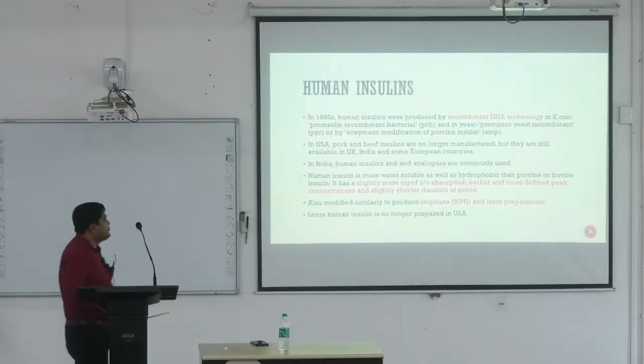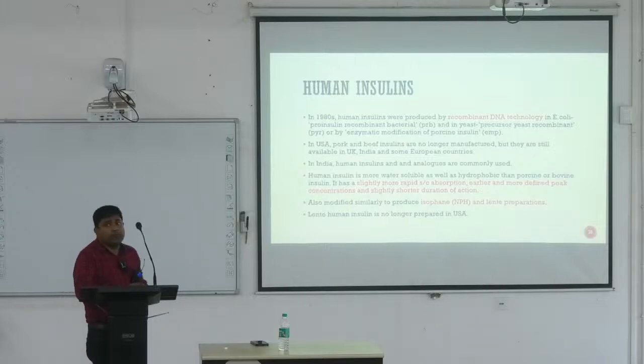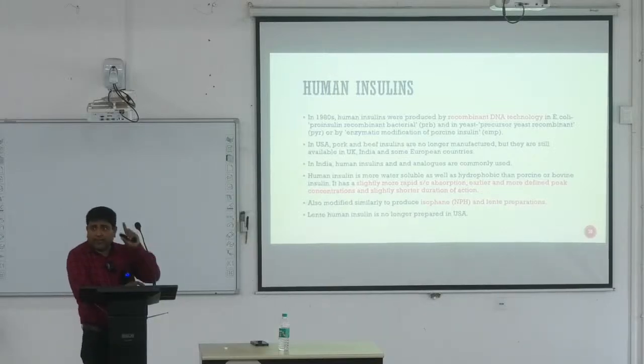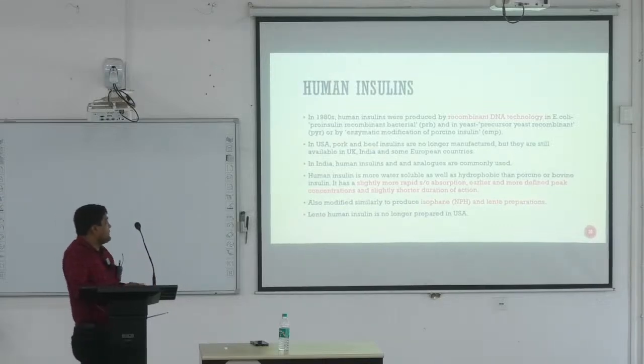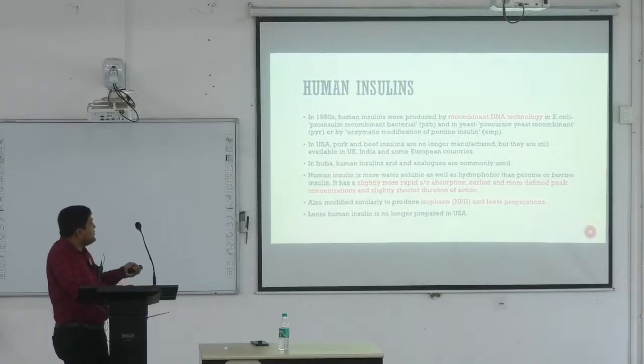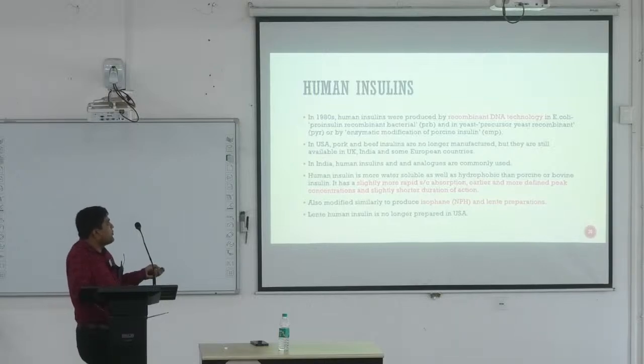Now, coming to human insulin. In the 1980s, human insulin was produced by recombinant DNA technology using E. coli, using yeast, and by enzymatic modification of porcine insulin. In the USA, it is no longer used, but it is still available in the UK, India and the European countries. Although in India, human insulin and analogs are commonly used.